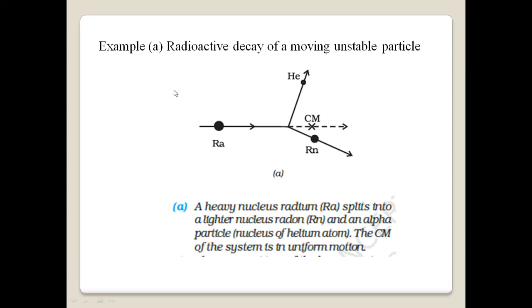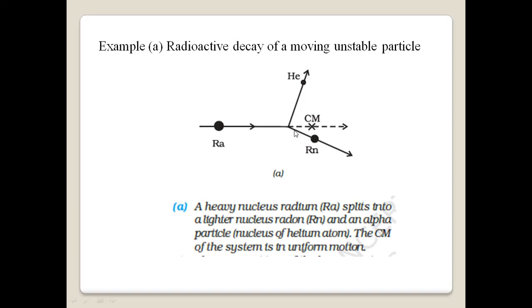Let us see the example of a radioactive decay of a moving unstable particle. Here we have radium. Radium is radioactive. It is moving and it has its center of mass exactly in the center because it's a single particle. As it moves, it disintegrates. It is radioactive. You must understand it is unstable, so it disintegrates into radon and helium. Helium is otherwise known as alpha particle. So here we have the splitting of radium into radon and helium.